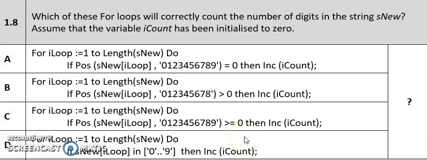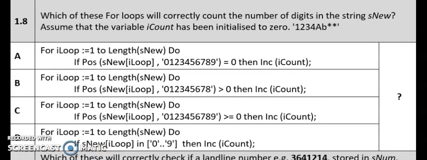Right, 1.8. Which of these variables will correctly count the number of digits in the string SNU? Which one will correctly count the number of string digits? So we're only looking for digits. Let's assume we had a string. As I say, let's use an example, a sort of mixture of the good and the bad. In other words, something with digits in and characters and capital. Let's just see if it works with everything there.